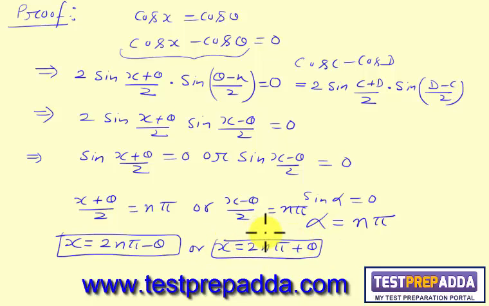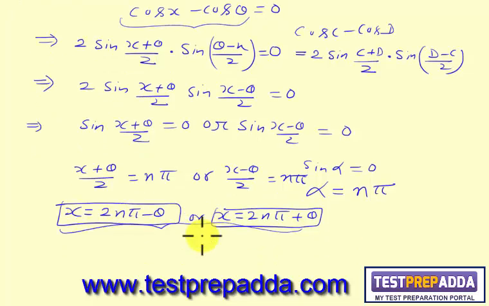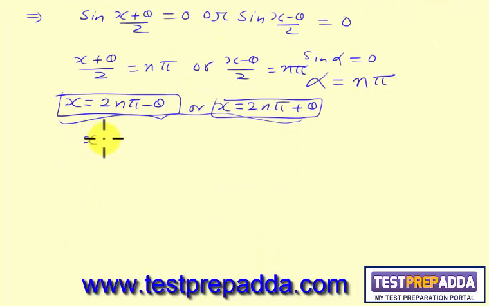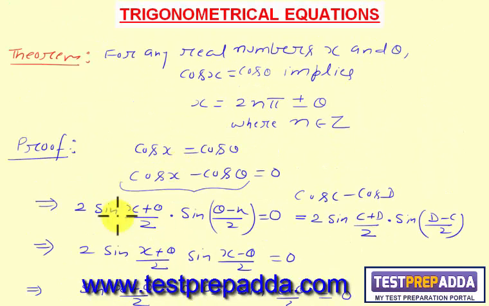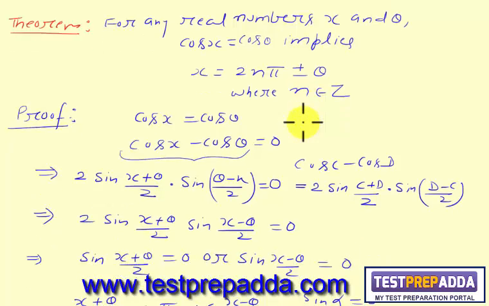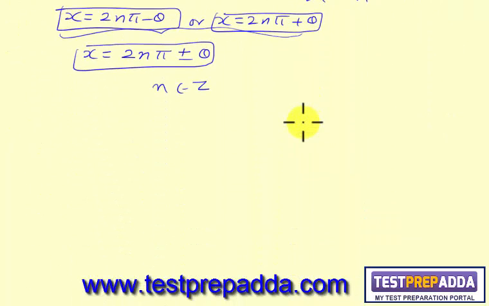Okay. Now, if I combine the two, then x can be written what? X can be written as 2n pi plus minus theta, where n belongs to integers. Now go and check the theorem. You can see x is equal to 2n pi plus minus theta, where n belongs to integers. So we have proved this theorem.